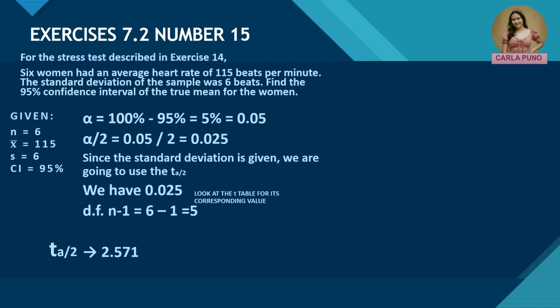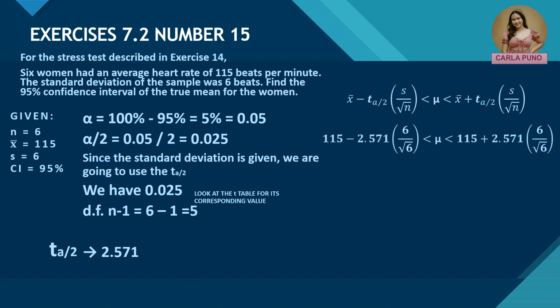And now, our given values are complete. We are ready to solve for the population mean. We're going to use this formula and we substitute our given values. We have 115 minus 2.571 quantity 6 over square root of 6 quantity. Then on the right side we have 115 plus 2.571 quantity 6 over the square root of 6.